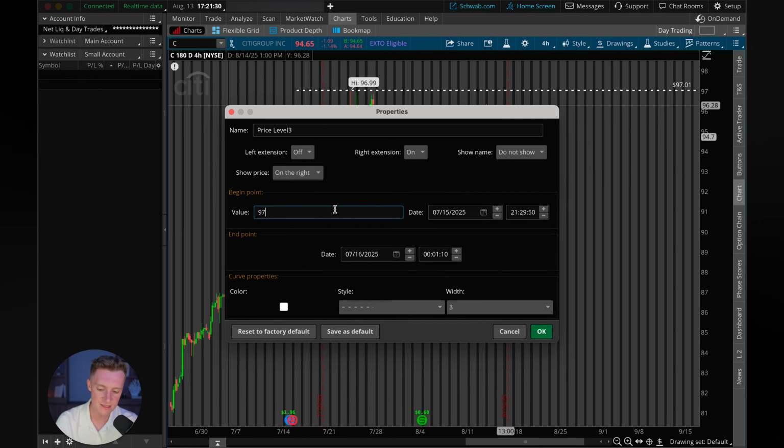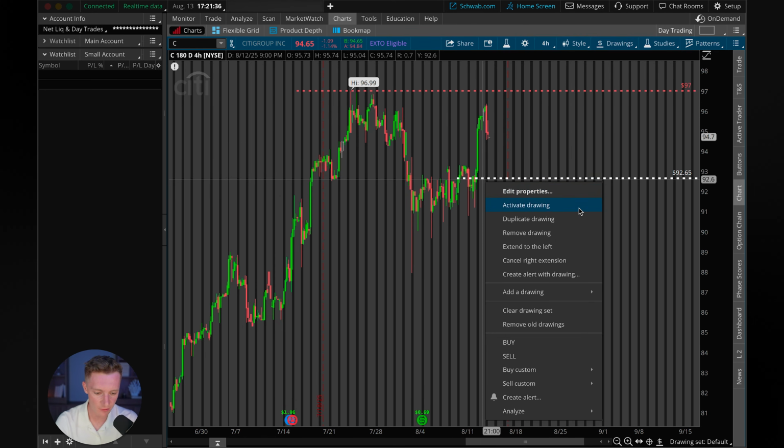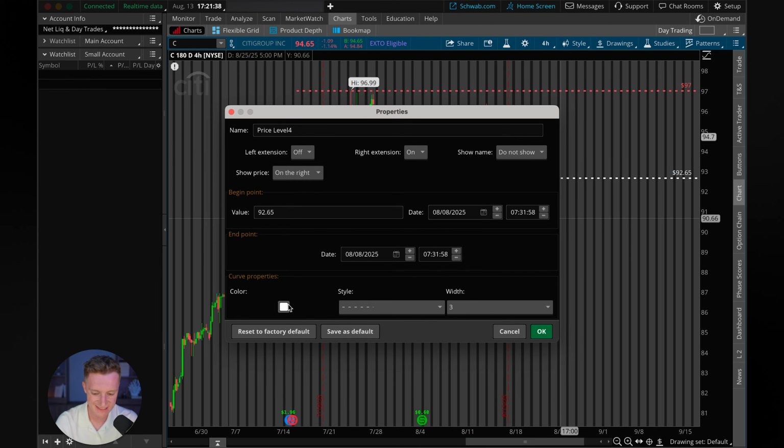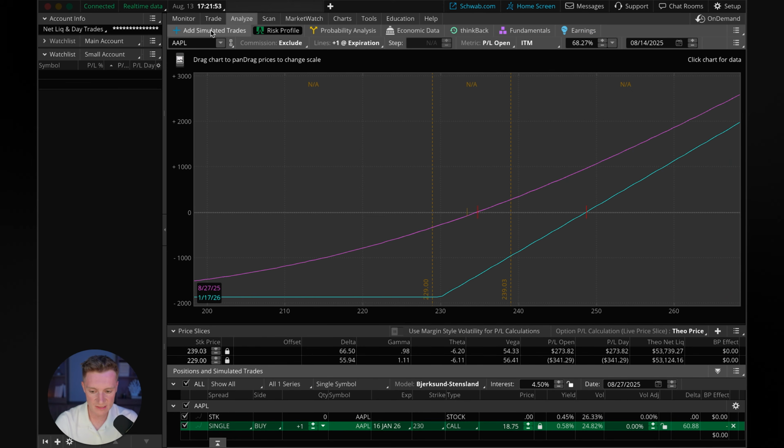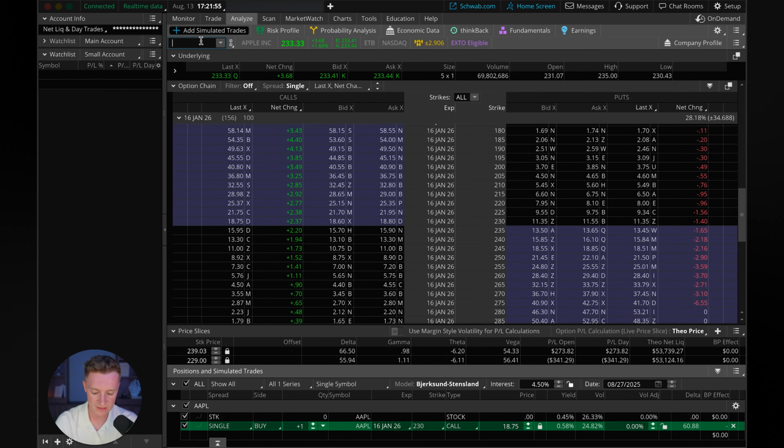Let's say our stop loss is 97 and our take profit here is going to be 92.65. So we're obviously saying, hey, we're going to enter C today. We're going to close that for a win at 92.65 or for a loss at 97. Head over to the Analyze tab, add simulated trades, type in ticker symbol C.